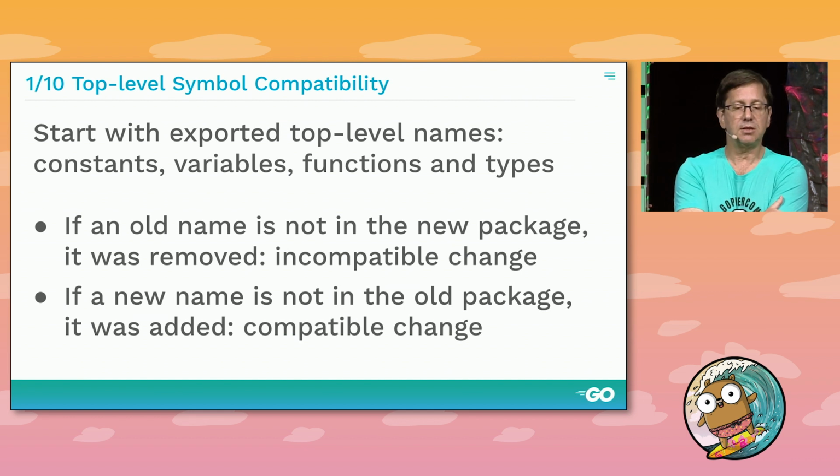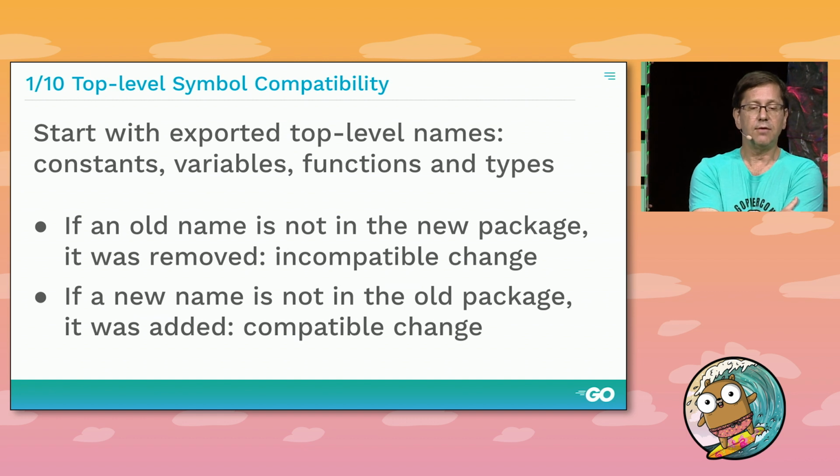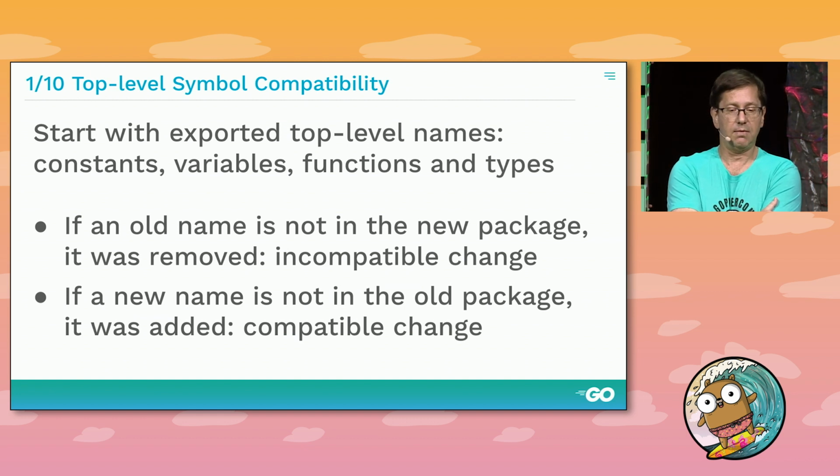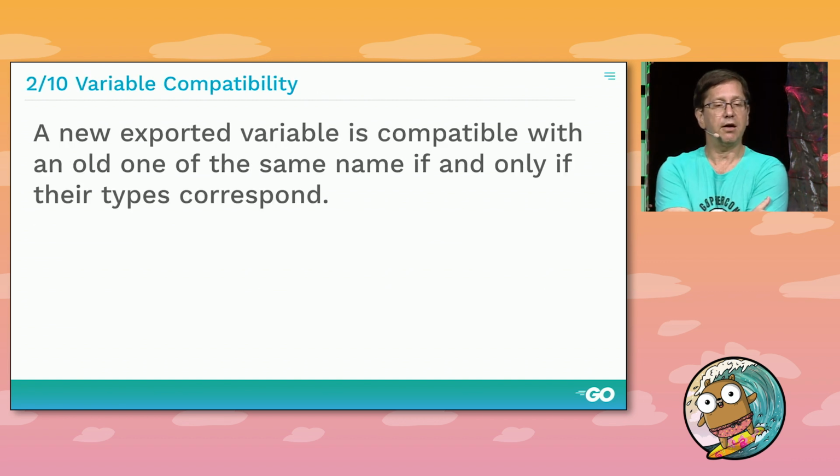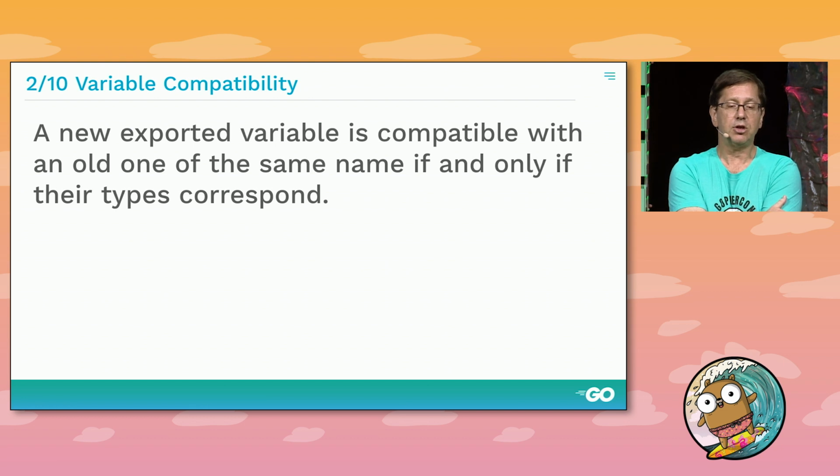Now, what if the name is present in both the old and the new packages? Then the rule depends on the sort of thing we're looking at. We'll start with variables because they're easy. Two variables are compatible if their types correspond. That's it for variables. We match up package-level variables by name, and their types must correspond.